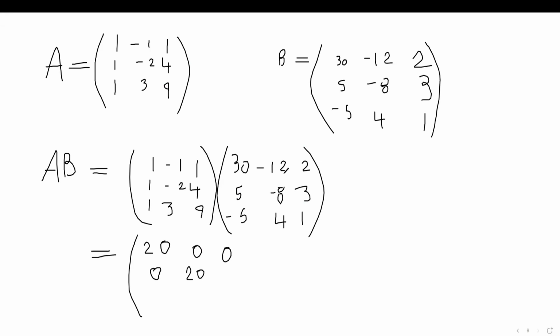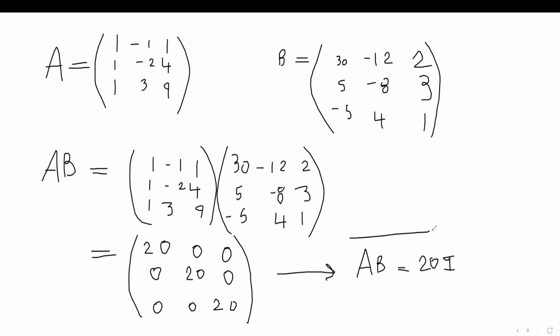Then this row times this column, that's 2 minus 6, 4. Add them together, I get 0. Then following the pattern, I know it's going to be 0, 0, 20. All right, so that is A times B. In reality, it works out that A times B is equal to, if you factor out 20 from this, 20 times the identity matrix I.